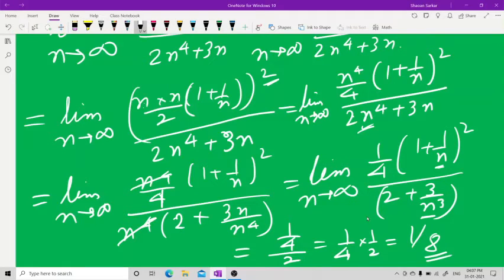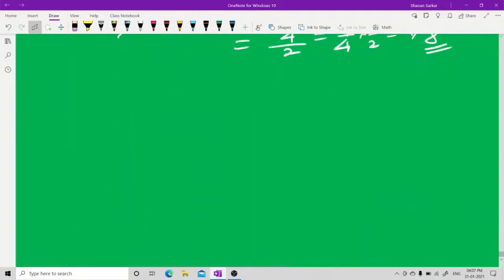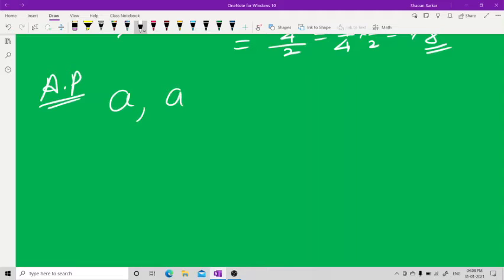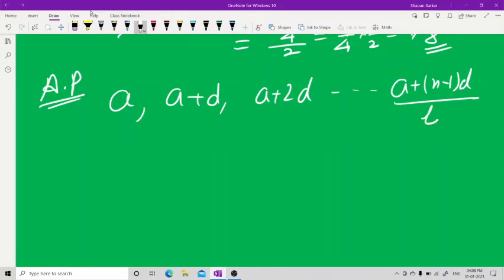Next question we will do. Before that, we will understand AP and GP, arithmetic progressions and geometric progressions. Suppose this is your arithmetic progression, AP. You already have seen in class 10th: a, a plus d, a plus 2d, up to a plus (n minus 1)d. This is the last term.